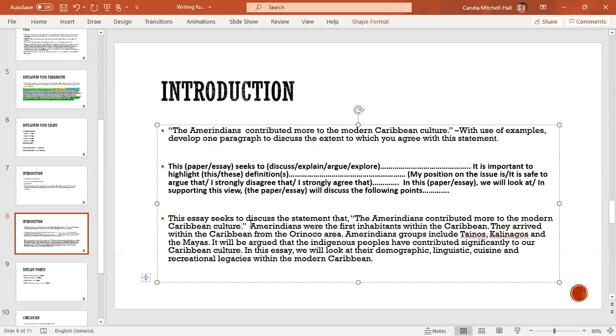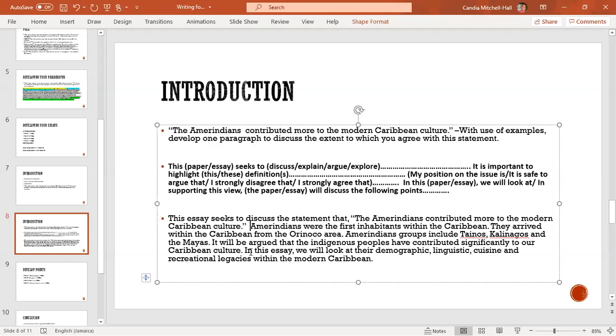Next, what is my position on the topic? If my position is, it will be argued that the indigenous peoples have contributed significantly to our Caribbean culture. That is my position. Another student's position could be, because the question is phrased so that you can agree or disagree, I could argue that it will be argued that the Africans and the Europeans contributed more than the Amerindians. Good? So that is your position.